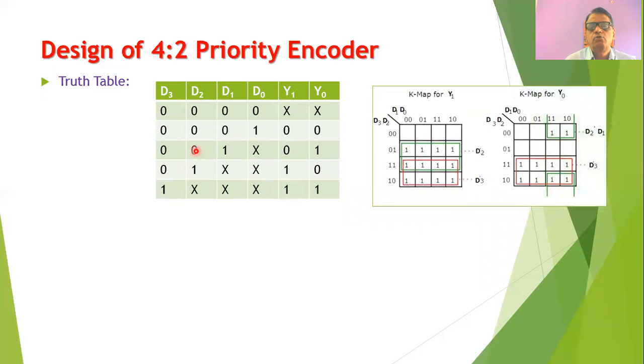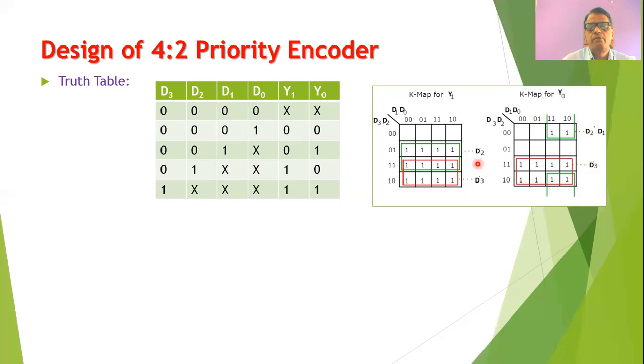Now we can construct the equations. For constructing the equations, we can construct the Karnaugh map for both the outputs Y0 and Y1. So when we plot the Karnaugh map for Y1, then we can plot it as shown in the figure. And similarly, we can plot the Karnaugh map for the output Y0.